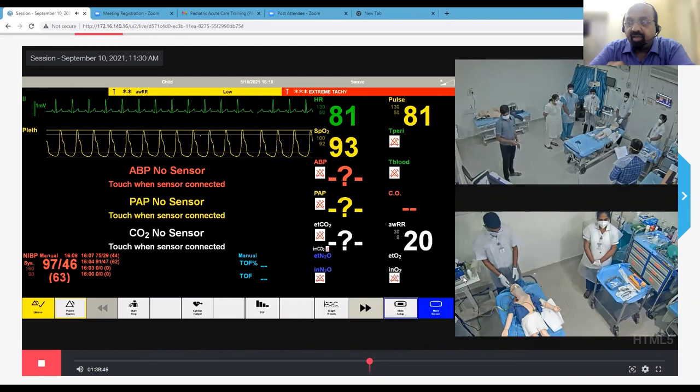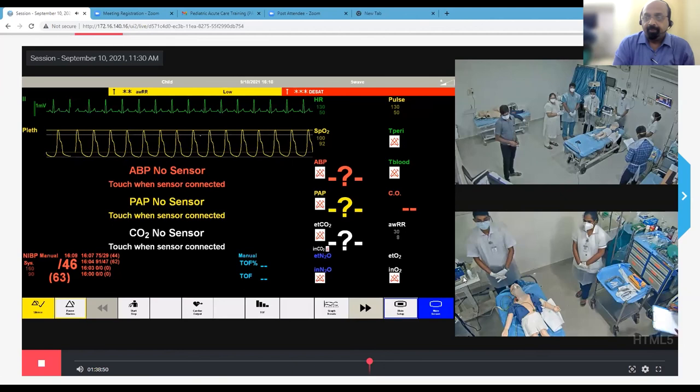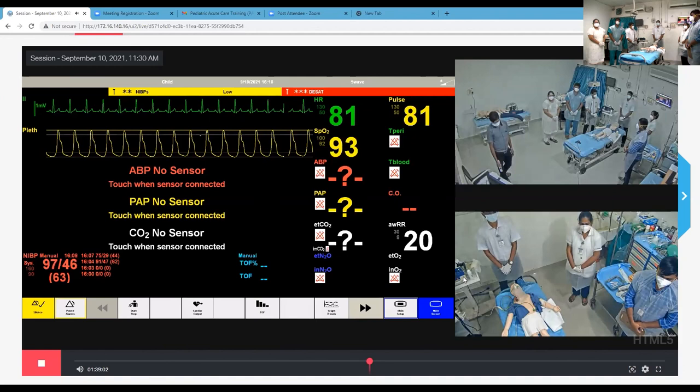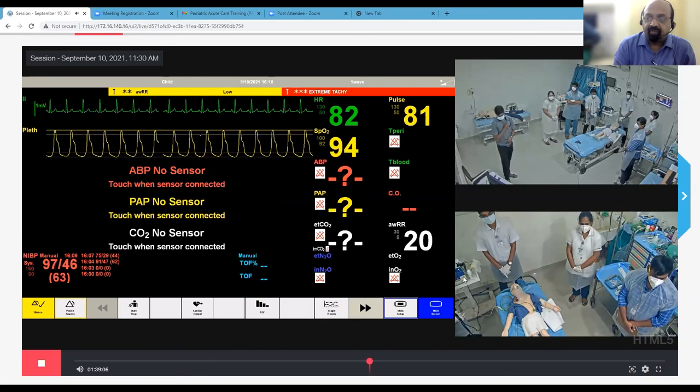So here we learned about the patient with supraventricular tachycardia initially. As I told, in any tachyarrhythmia, we will be looking at the patient. That's very important, the hemodynamic status. So in the first session, this child was stable with supraventricular tachycardia.